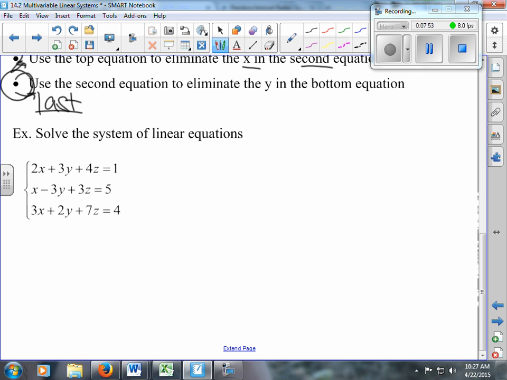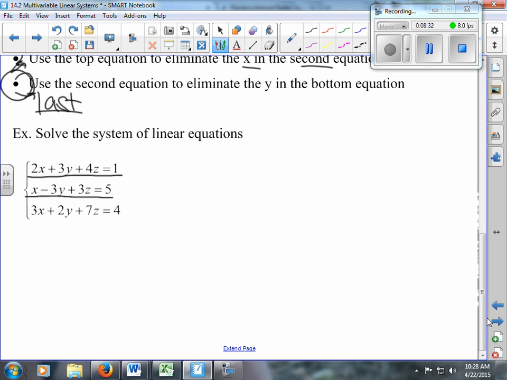All right, and the way that we use these equations to eliminate is we simply do linear combinations, just like we did in the last section. For example, I use my top equation, 2x + 3y + 4z = 1, and let's say I eliminate the x, starting with the x in the second equation. I'm going to call this the second row. I'm going to multiply this equation by -2, and I'm going to add it to equation 1.